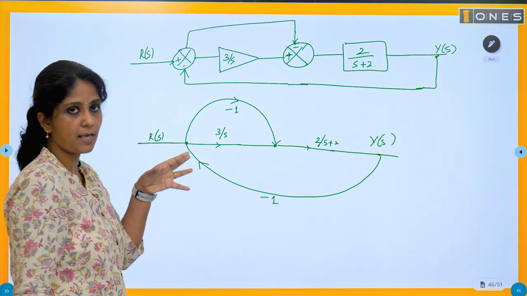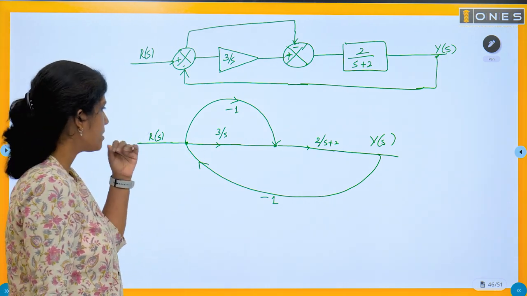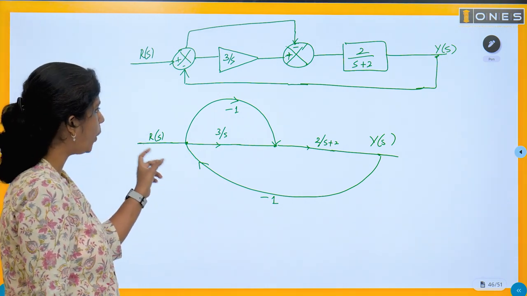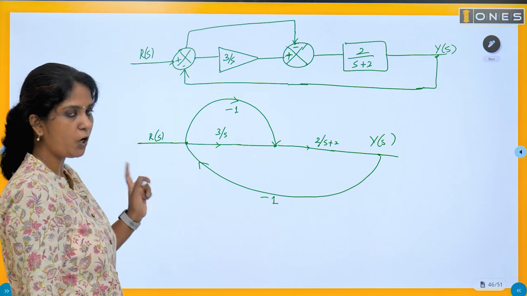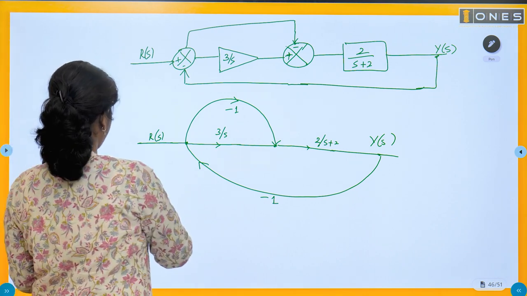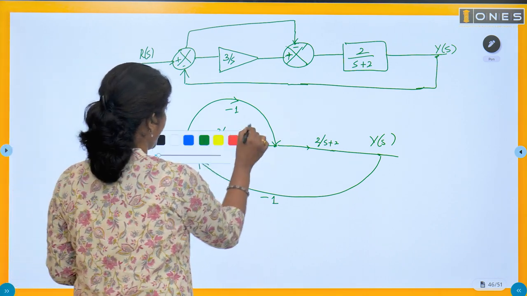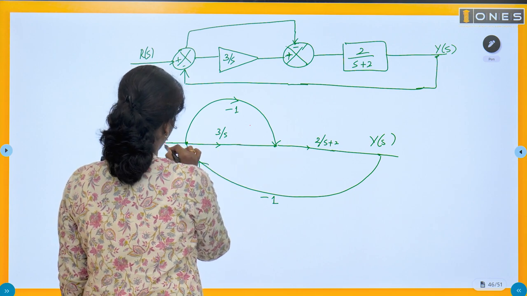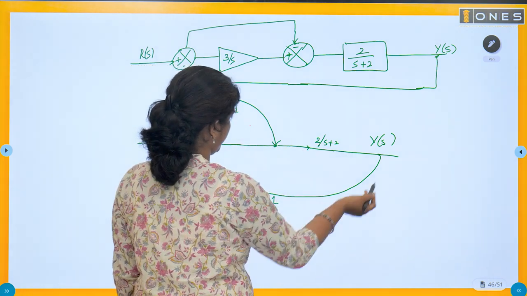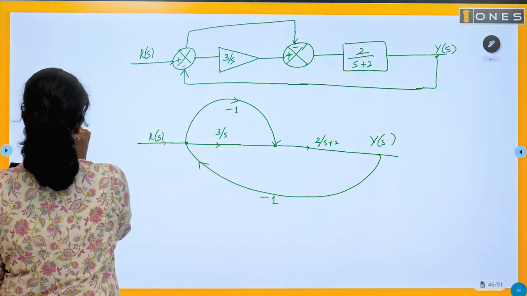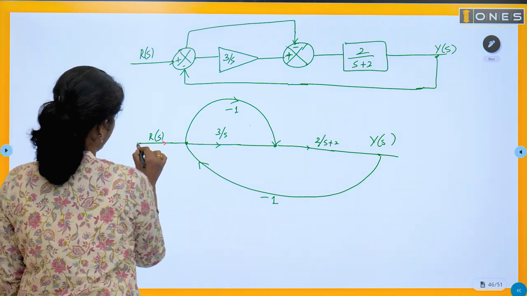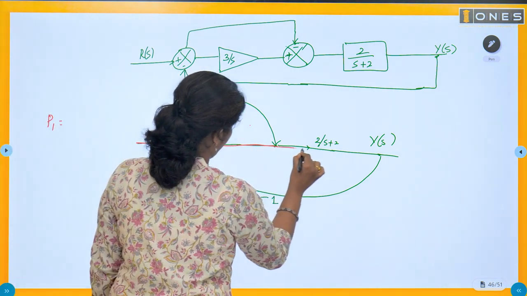So now we can apply Mason's gain formula. Directly, let us see how many forward paths are there here? Is it 1 or 2? Okay, how many forward paths are there? Here we have, this is one forward path, R S, 3 by s, 2 by s plus 2. So that is P1, this path like this. There is such a path, right?